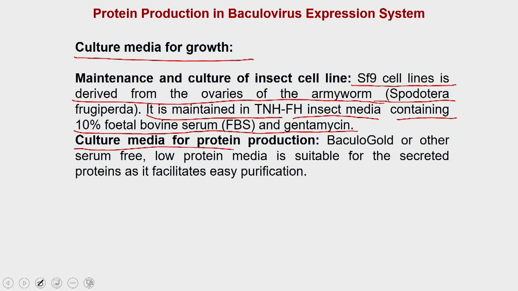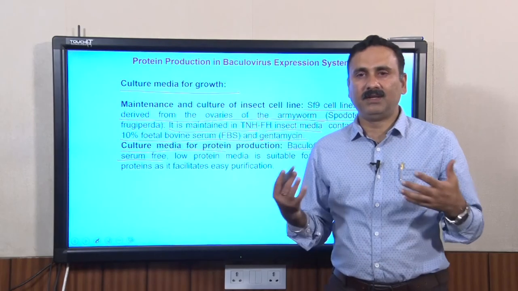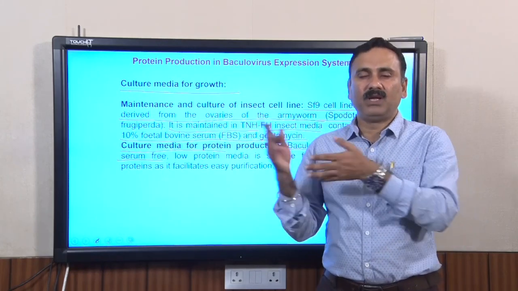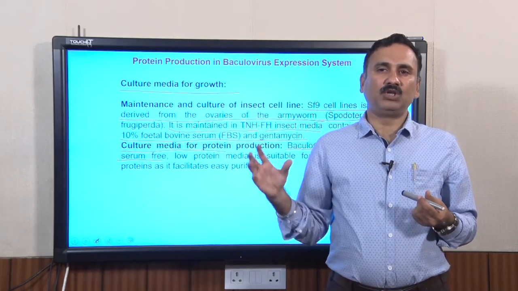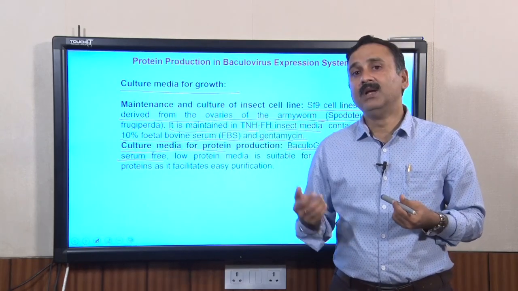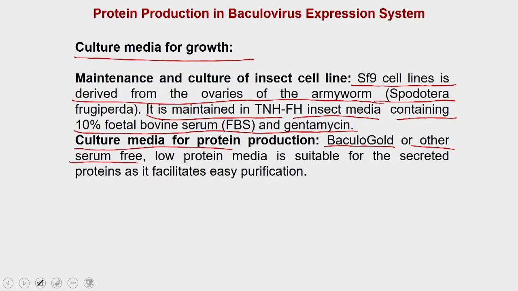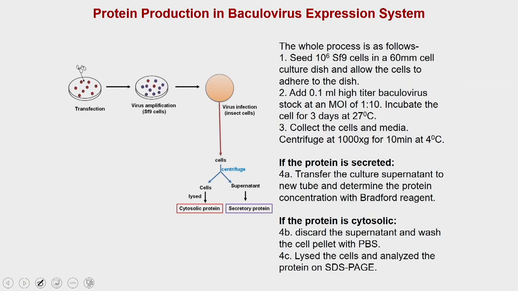For protein production, you can use either BaculoGold or other serum-free media, because if you keep the serum in the protein production media, and if the protein is secretory in nature, you are going to have a high level of contamination from the serum protein itself. Low protein media is suitable for the secretory protein as it facilitates easy purification. Now let's see what the different steps are. So the whole process of protein production is as such.